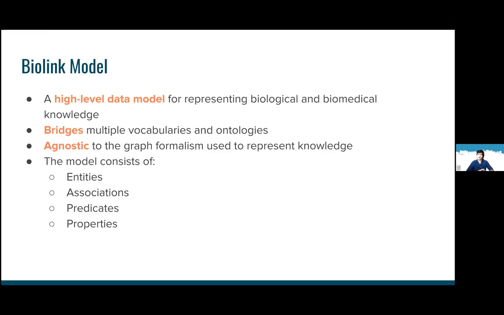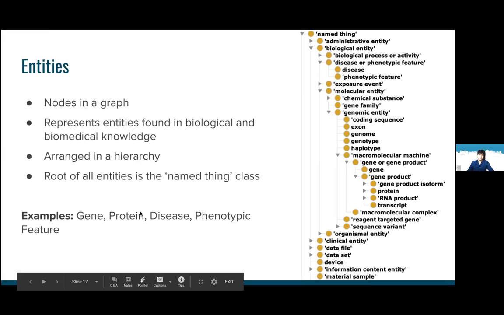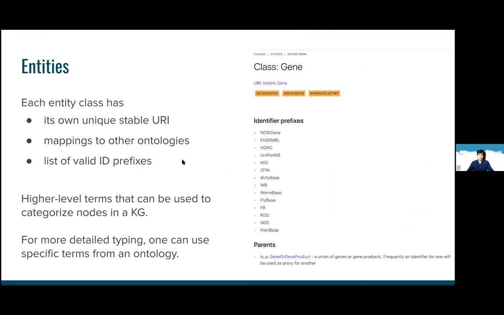So the model is structured into 4 parts. We have entities, associations, predicates, and properties. Entities are represented as nodes in a graph. They represent entities found in biological knowledge and also literature. And they are arranged in a hierarchy. The root of all entities is what we call the named thing, which can be any entity that exists in a database. Examples of these entities are gene, protein, disease, phenotypic feature. And each entity has its own unique stable URI, mapping to other ontologies, and a list of valid ID prefixes that can be used to represent nodes of that entity type.